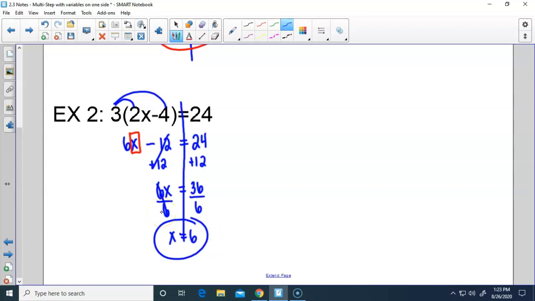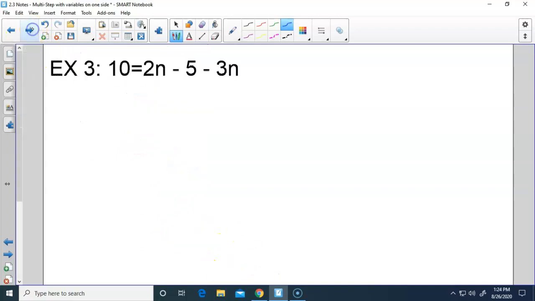We could plug this back in and check. I'm not going to make us do that on every single one because it'll take us a while to do, but we could if we wanted to here. Okay, here's our next one. We've got 10 equals 2n minus 5 minus 3n. So there's nothing to distribute here. The first thing that we're going to do is combine our like terms. So 2n and negative 3n. Remember, when you're combining those like terms, this negative goes with that 3n. So 2 plus negative 3 is going to give you negative 1n minus 5.